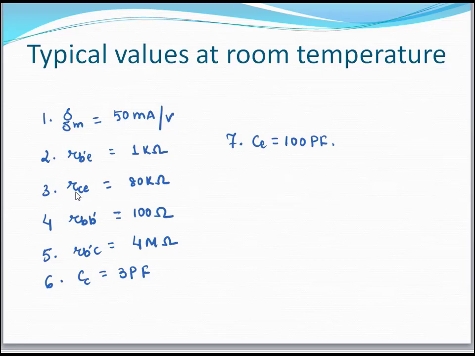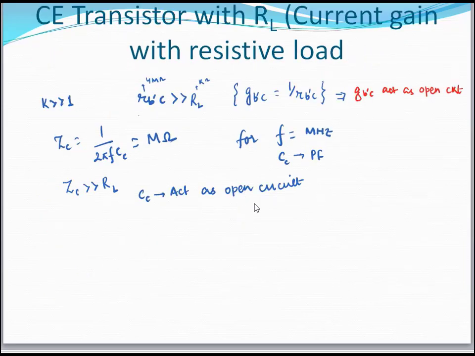So the value of 80 kilo ohm, that is the Rc, is very greater than the load resistance, resistive load. So we can also neglect Rc here. So the third approximation here is the Rc is very greater than RL. So Gce acts as open circuit.